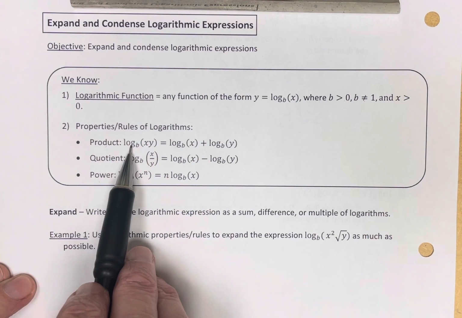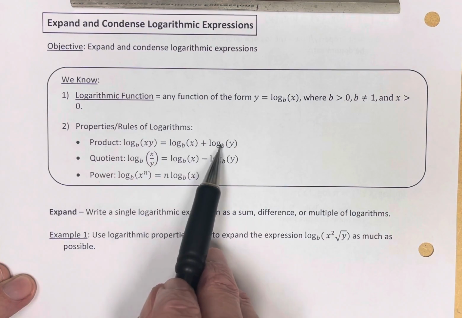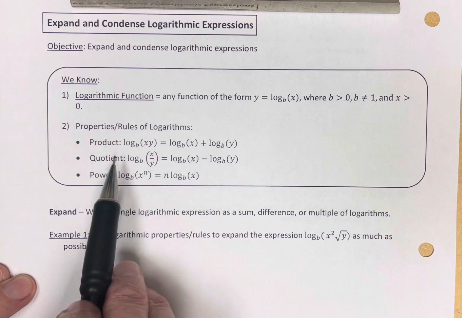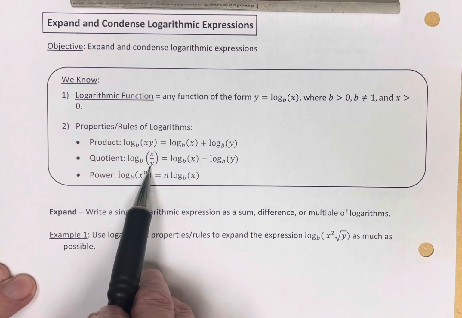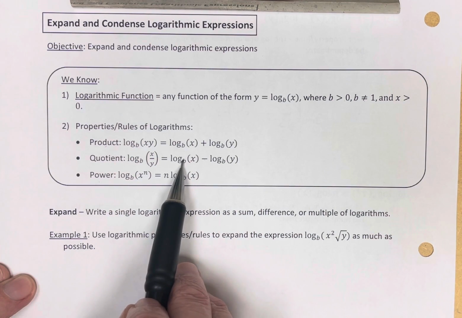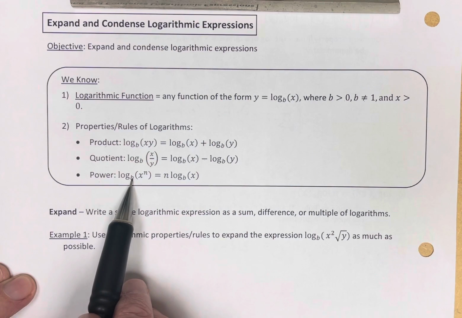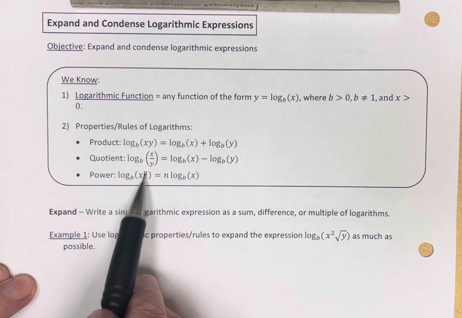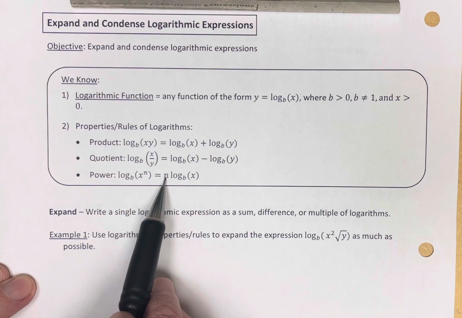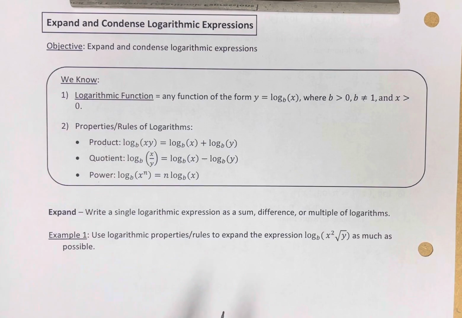The product rule: the log of a product is equal to the sum of the logs of the factors. The log of a quotient is equal to the difference of the log of the numerator and the log of the denominator. And the power rule says we can move the power of the argument to the front and multiply it by the log. Okay? So our goal here is we want to expand and condense.